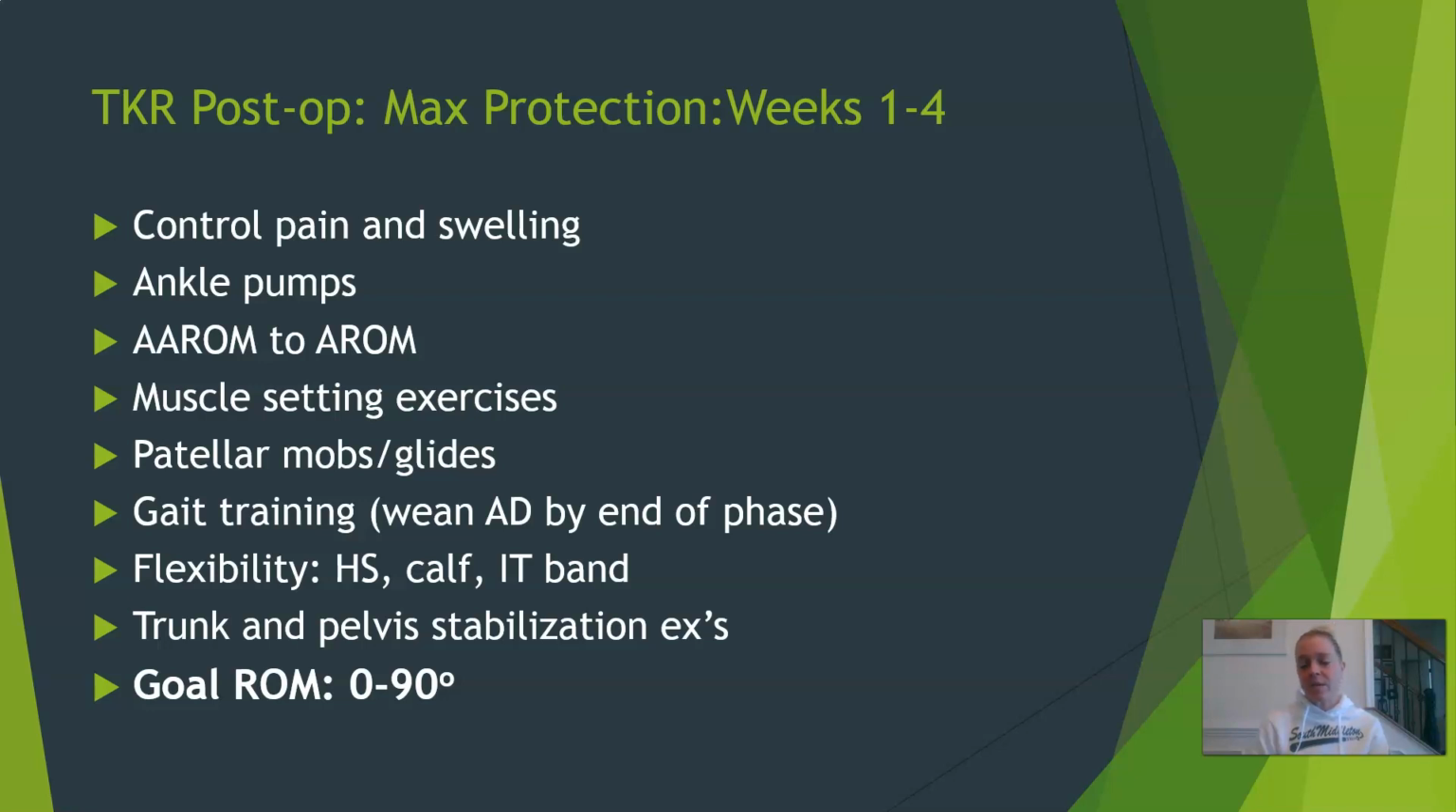During the first 4 weeks, our goals for range of motion at the knee is 0 to 90 degrees. So by the end of this 4 weeks, we want to have full extension back at the knee, and we'd like to see at least 90 degrees of knee flexion.